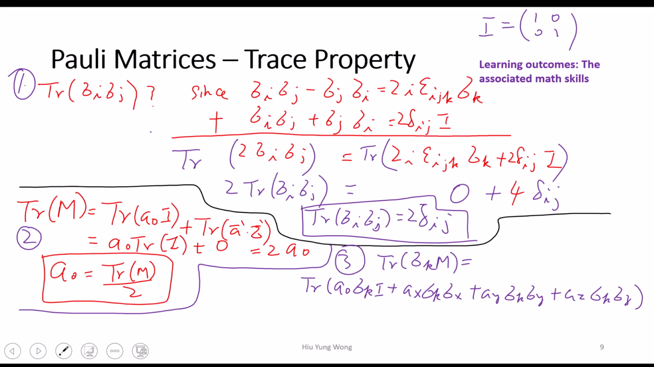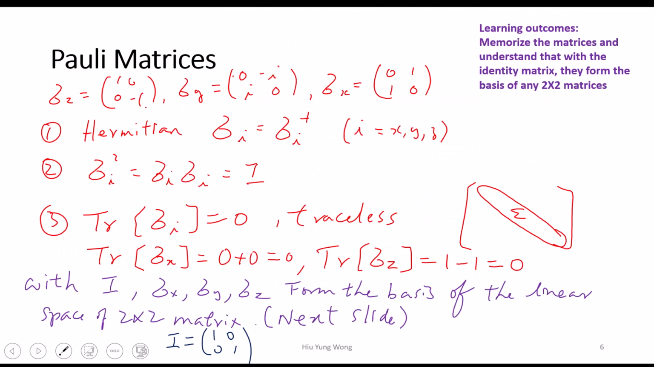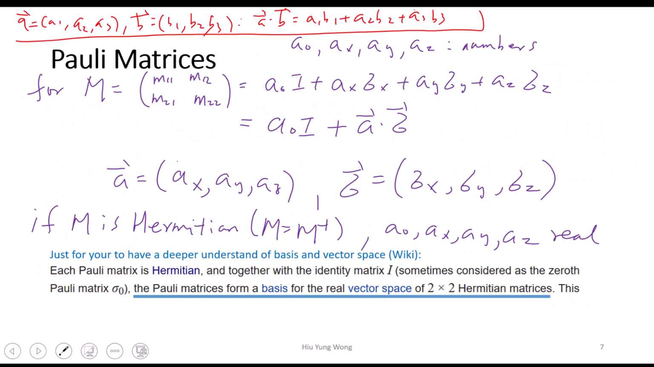Yeah. Can you explain the third point again? The third point, right? I only try to show you this. I want to find the trace of sigma k times M. Sigma k can be sigma x, sigma y, sigma z. And this is a matrix, right? One of these matrices is multiplied to the M that I try to decompose. And you give me any M, right? It can be any 1, 2, 3, 4.